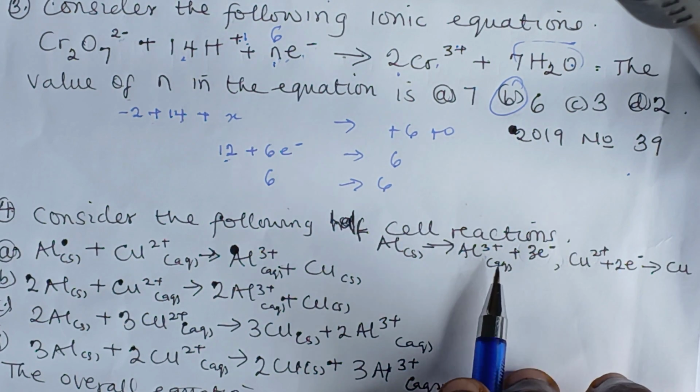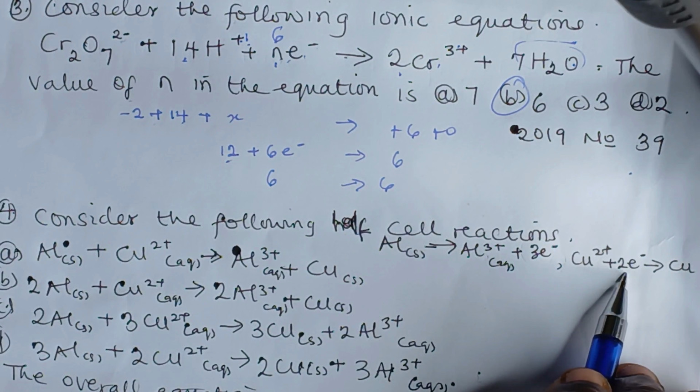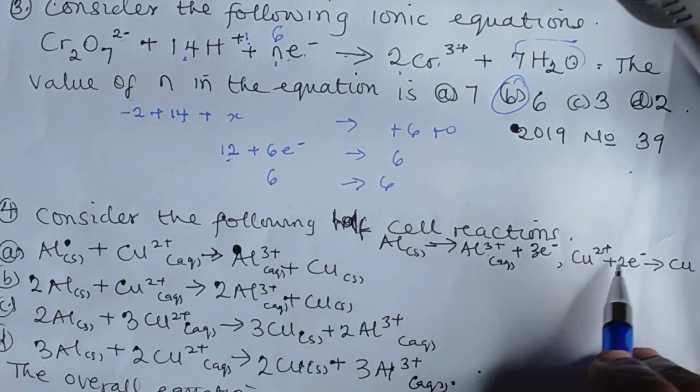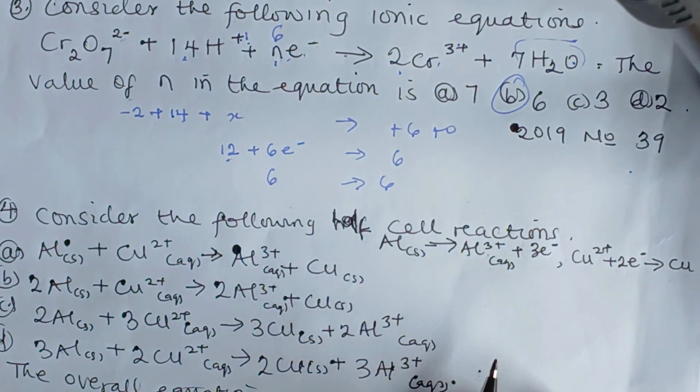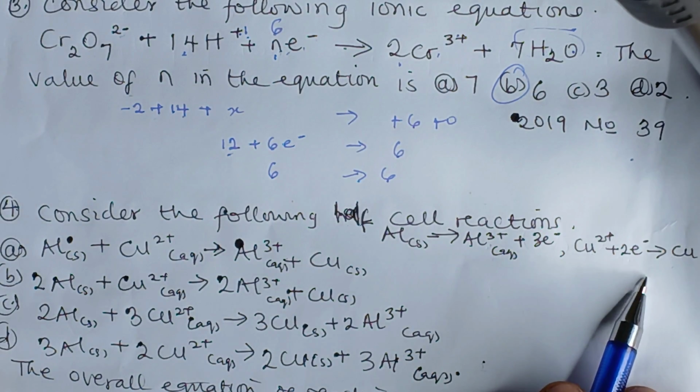So loss of electron is actually oxidation, while this is gain of electron, and that is reduction. So this represents the half reactions. So the overall equation of this reaction is what? How do we write the overall equation? By merging the two together.